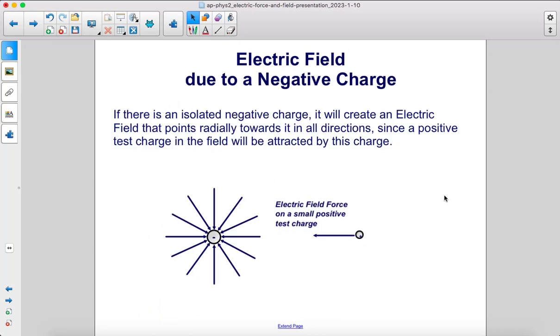If there's an isolated negative charge, it will create an electric field that points radially towards it in all directions, since a positive test charge in the field will be attracted by this charge. So here's our charge creating our field. If we were to place a small positive test charge right here, we could follow the electric field lines and see it would be attracted. It would feel a force to the left.